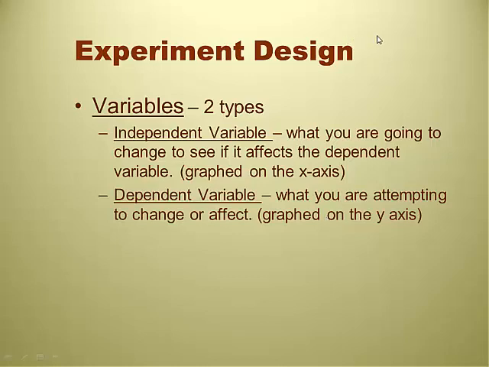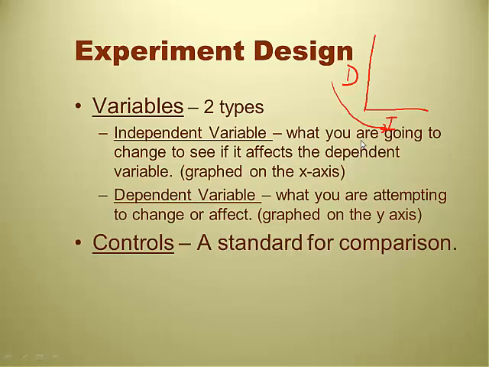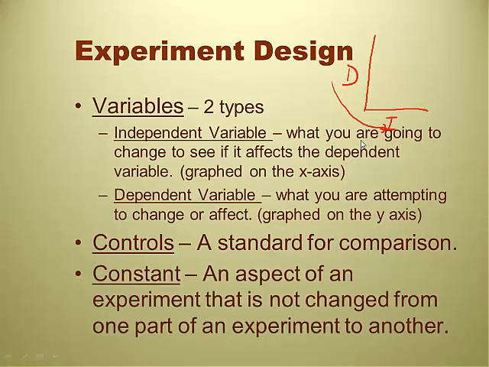Here's a little hint I like to tell. If you're trying to figure out which one needs to be graphed on which axis, the x-axis gets the independent, which is I. The dependent is the y-axis. If you read it this way, it says DIE, what we all want graphing to do. A control is a standard for comparison. I used to work in a hospital lab, and if we ran somebody's blood, in order to know if the blood was right or wrong, we had a comparison. Constants are aspects of an experiment that are not changed from one part of an experiment to another.